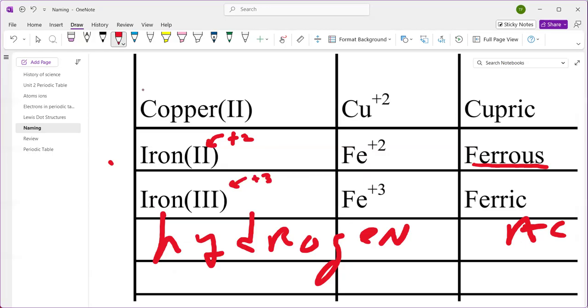For example, if I said write out ferrous chloride, what would that formula be? Ferrous is +2, chloride is -1, so we need FeCl2. Cl is -1, we need two of them, to balance the +2 in the iron.